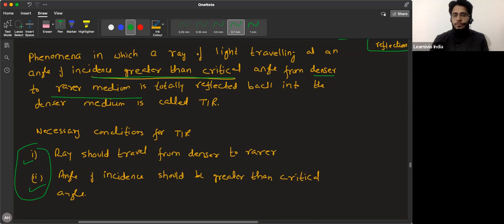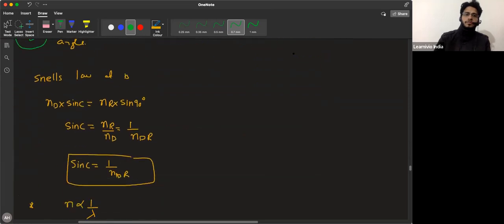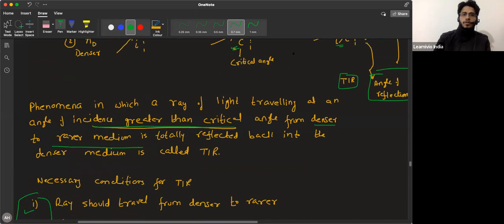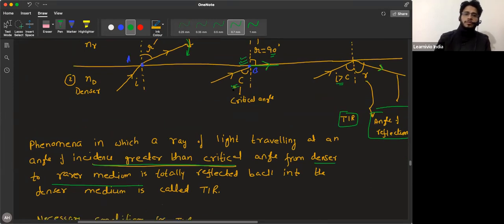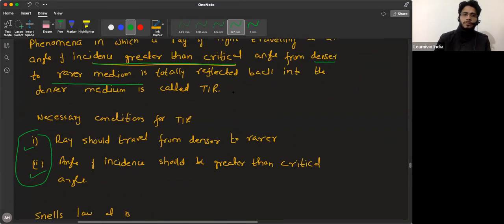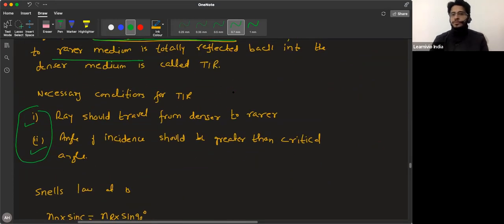Written? No, sir. Okay, so when I apply Snell's law at point B, this is point B, and let's apply Snell's law. Okay, scroll down. There are 2 points. Done, sir.